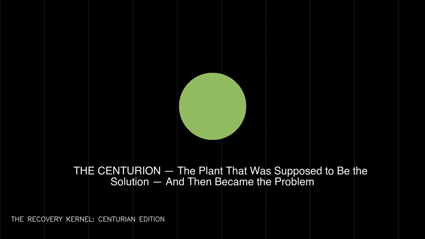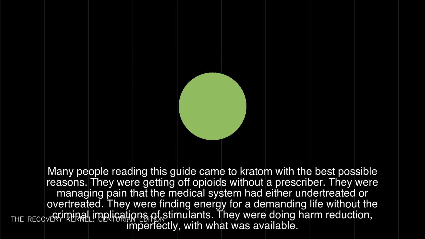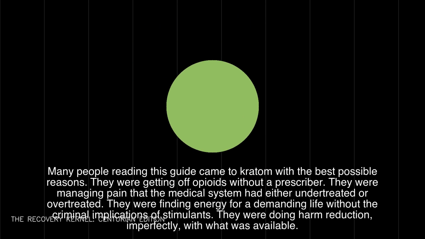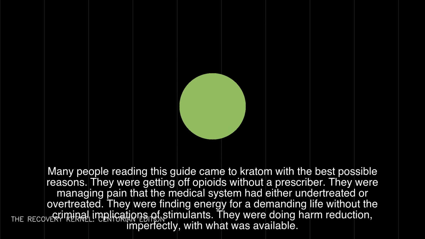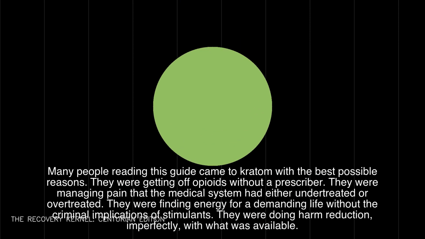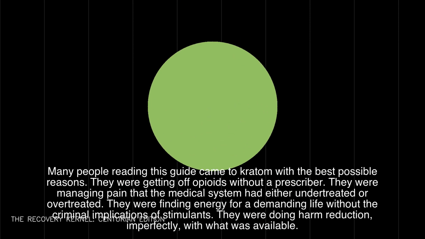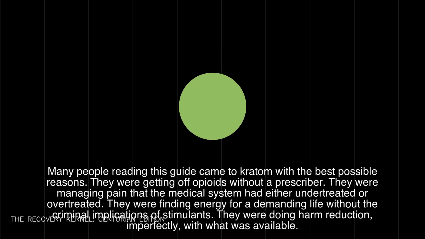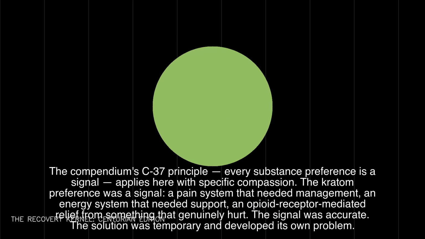A final word. Classically, the building of the centurion: the plant that was supposed to be the solution, and then became the problem. Many people reading this guide came to kratom with the best possible reasons. They were getting off opioids without a prescriber. They were managing pain that the medical system had either undertreated or overtreated. They were finding energy for a demanding life without the criminal implications of stimulants. They were doing harm reduction, imperfectly, with what was available.